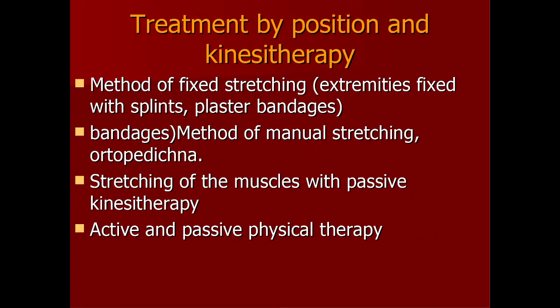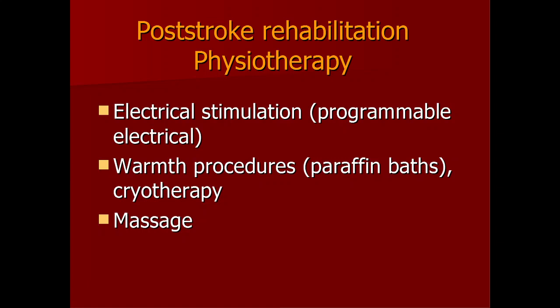Kinetic motor function restoration. Method of fixed stretching: extremities fixed with splints and plaster bandages. Method of manual stretching, orthopedic stretching of the muscles with passive kinesiotherapy, which decreases the spasticity and slows down or avoids the contracture forming. Active and passive physical therapy, very important. Electrical stimulation for paralyzed muscles by programmed electrical charge. Warm procedures such as paraffin bath or cryotherapy if needed, and massage.